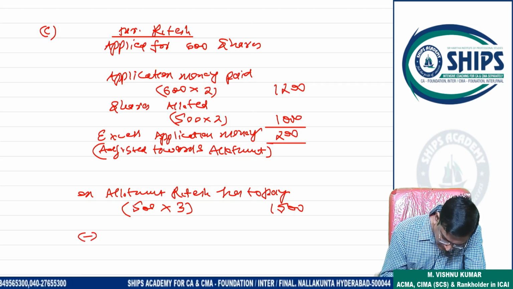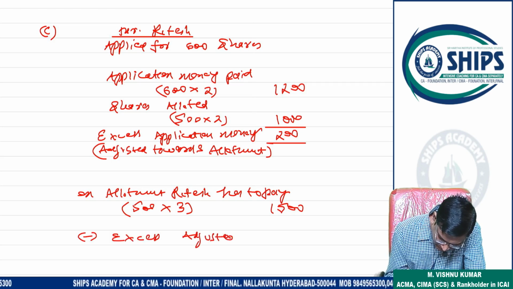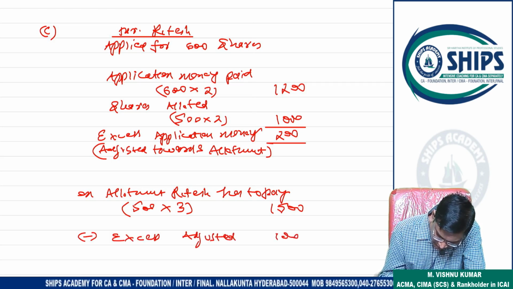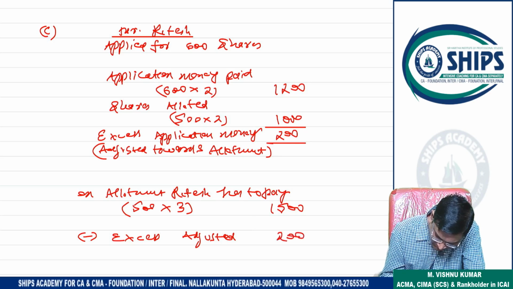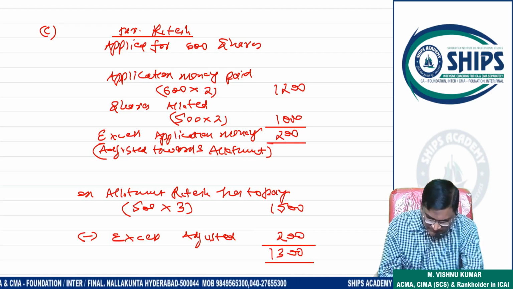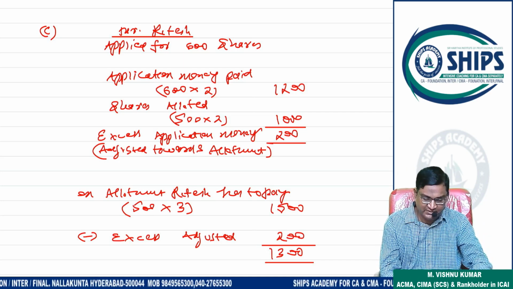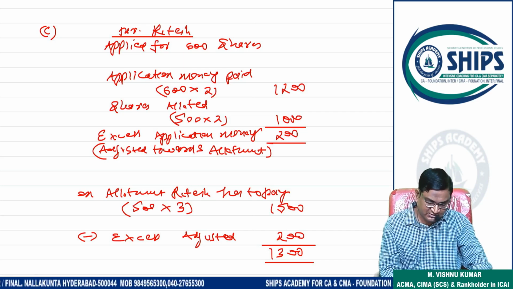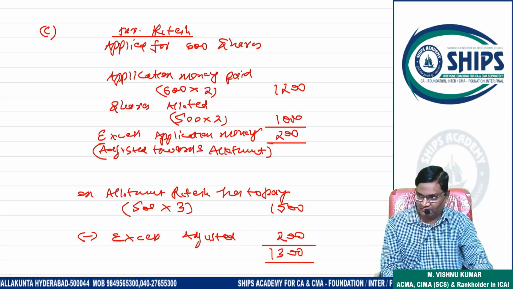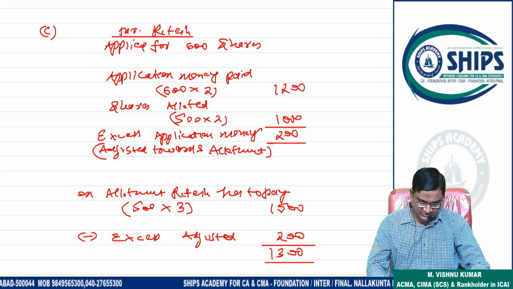1500 minus the excess adjusted. So 200 adjusted. The balance due, how much? 1300. So 1300 is not paid by Ritesh. How much is not paid by Ritesh? 1300. Check this. If this is understood, we can proceed. Is this calculation understood or not?